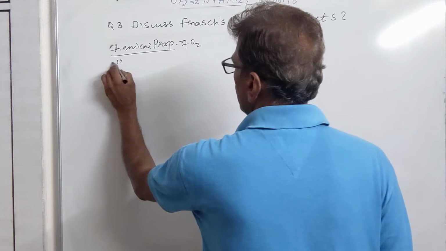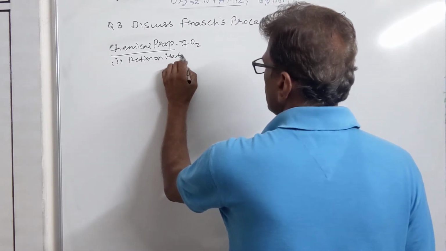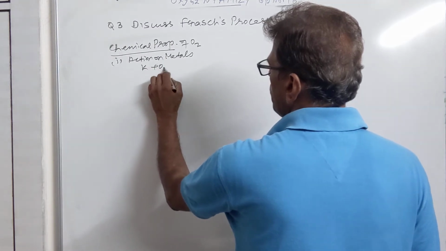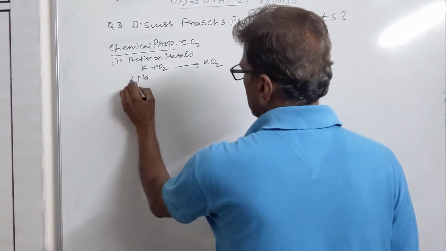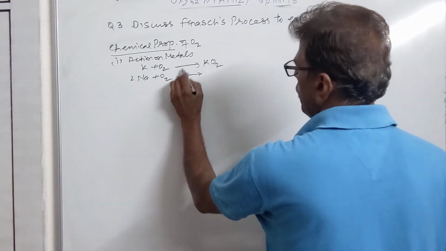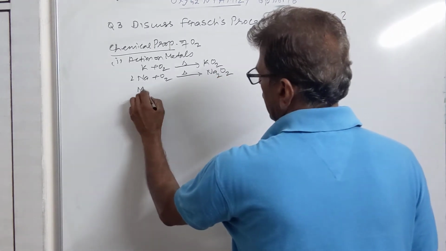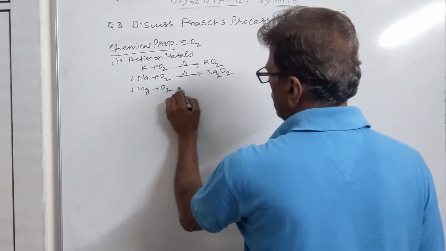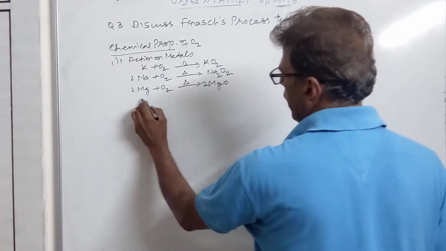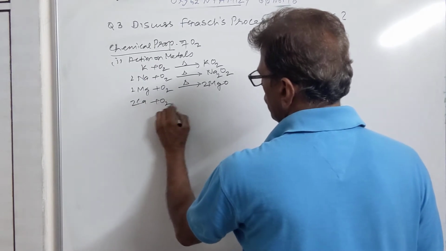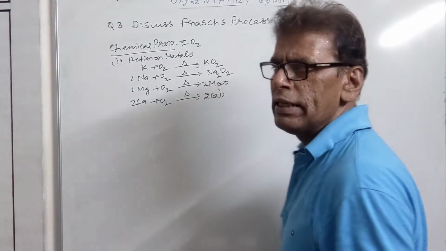First of all, action on metals. Potassium plus oxygen gives you potassium superoxide. Na reacts with oxygen to give you Na2O2. And we have magnesium or calcium which are bivalent metals. They will combine with oxygen to give you monoxide. Calcium also combines with oxygen to give you 2CaO. All of these oxides are basic in nature.